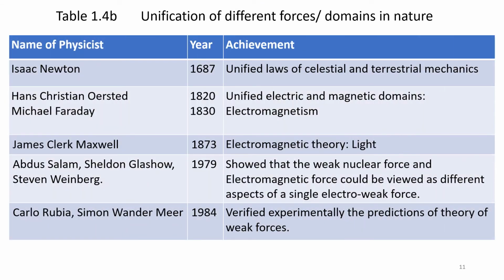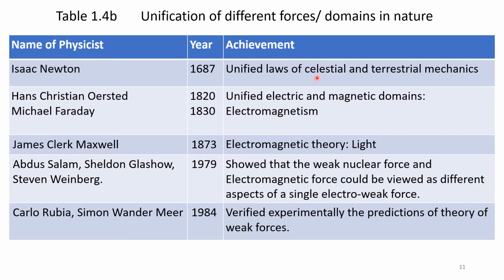Unification of different forces and domains in nature. These were studied and shown by different scientists and physicists. Isaac Newton in the year 1687 unified laws of celestial and terrestrial mechanics. Celestial means universal, that is sun, moon and celestial bodies, and terrestrial is anything on the land.